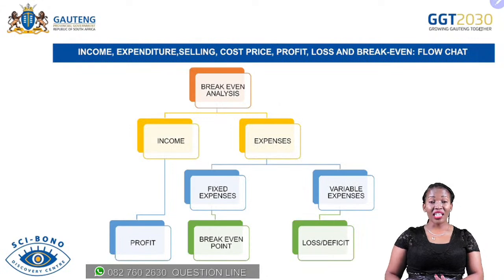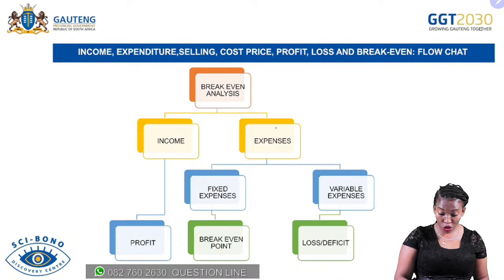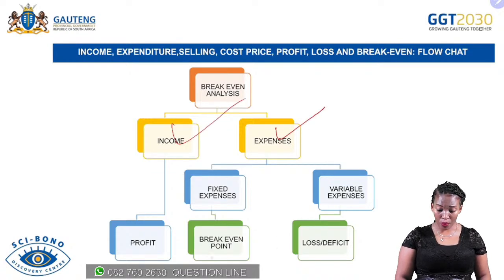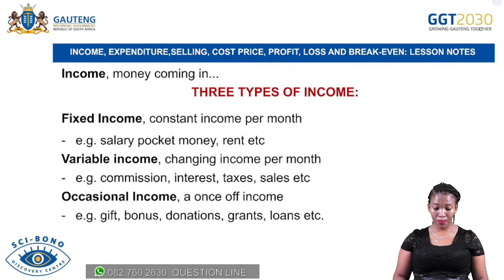And then this is also a summary of today's section. Like I said, we are going to be talking about expenses, your income, and then we are going to talk about your selling price, your cost price, and also the break-even analysis. So this mind map is just a summary of what the topic entails.